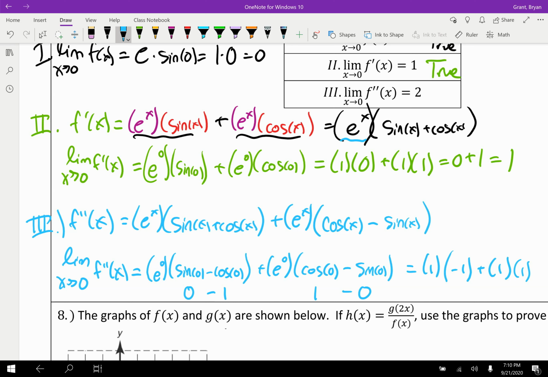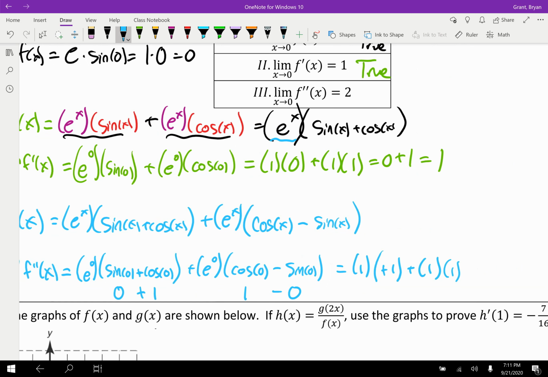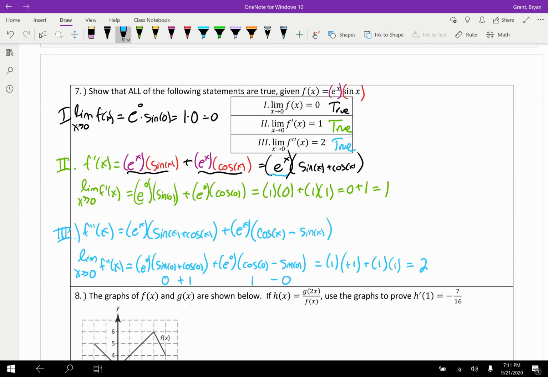I think I made a mistake here somewhere, though. I don't remember so many negatives. Yeah, this should be a positive, shouldn't it? Yeah. I'm not sure where that negative came from. Sorry. 0 plus 1 is positive 1. There we go. And then we get 1 plus 1, which is 2, and this is also true. Okay, there we go. And it said, show that all of them are true.